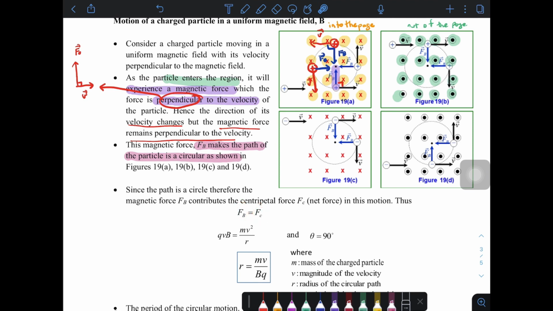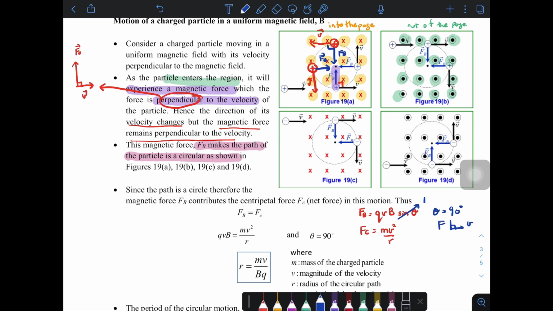As we know, centripetal force bukan force yang baru. Dia ialah force yang menghala ke tengah, yang membentuk bulatan. So kita tahu FB, magnetic force, disebabkan oleh charge yang bergerak di dalam uniform magnetic field, dan FC is the centripetal force, which is mv square over r. Alright, so our theta is equals to 90 degree sebabkan F is always perpendicular to the velocity. So equation kita akan dapat QVB sahaja sebab sin theta is 1.